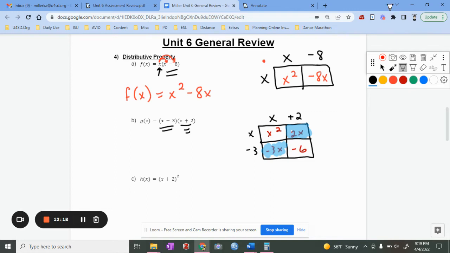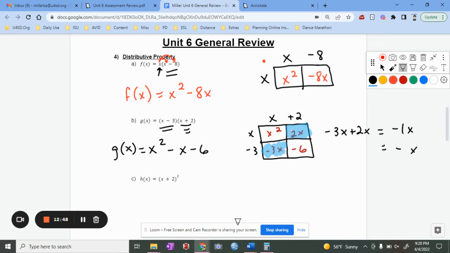So our new equivalent equation is g of x equals x squared, and then negative 3x plus 2x is going to give us negative 1x, or negative x. It's the same thing there. And then minus 6. That's our equivalent equation.